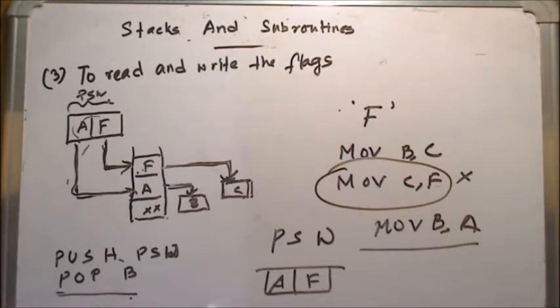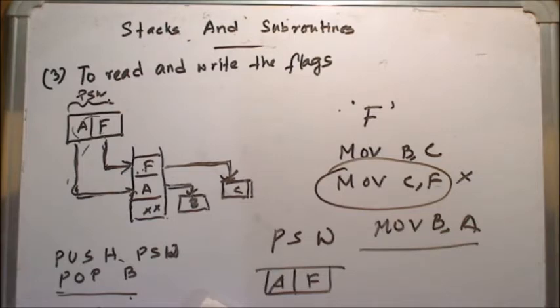So there is no other way in 8085 by which you can read the flag register. This is your only option. If you ever want to get the value of the flag register into a user register, you push PSW and then pop it into another register.